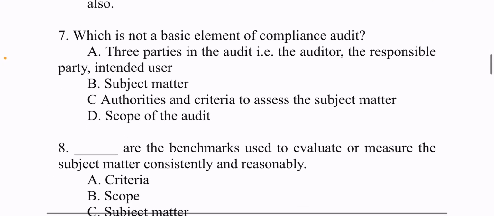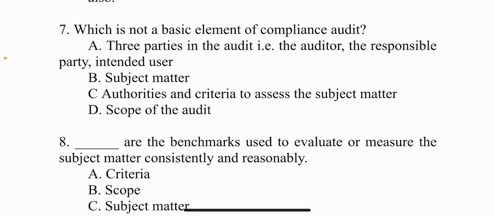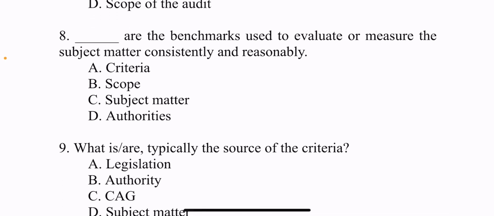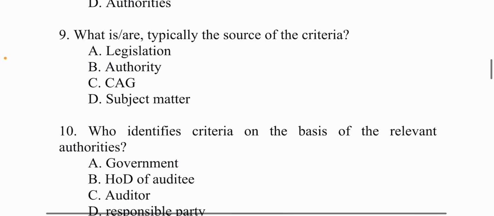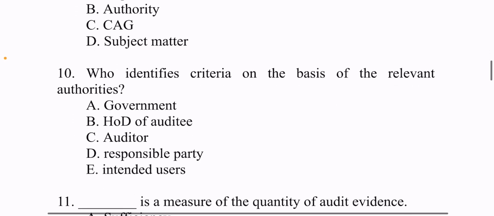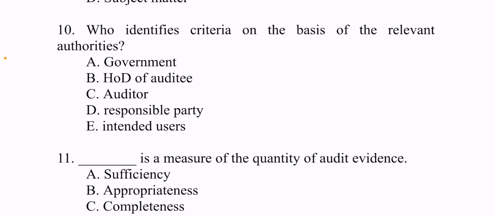Which is not a basic element of compliance audit? D. Answer: Scope of the audit. These are the benchmarks used to evaluate or measure the subject matter consistently and reasonably. Answer: Criteria. What are typically the source of the criteria? Answer: Authority. Who identifies criteria on the basis of the relevant authorities? Answer: Auditor.